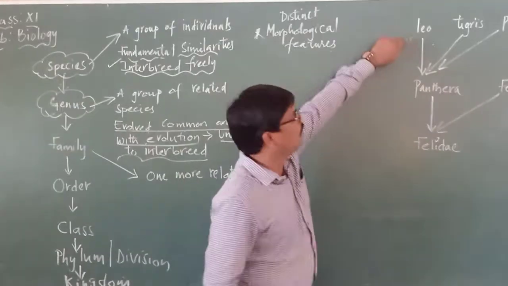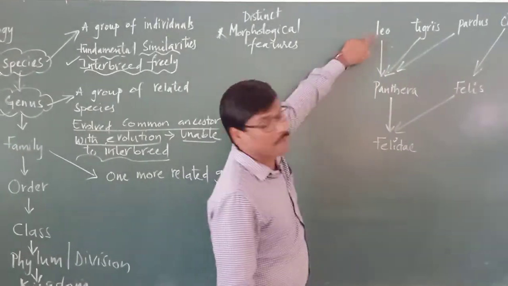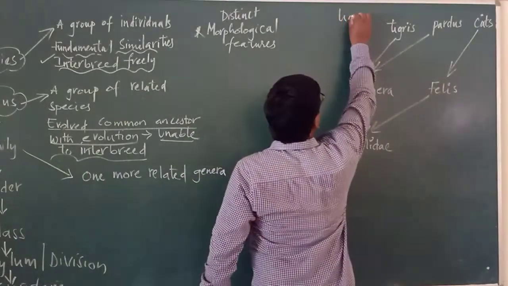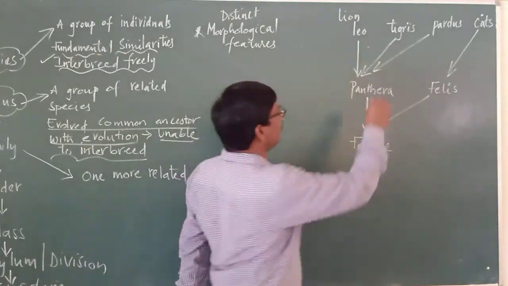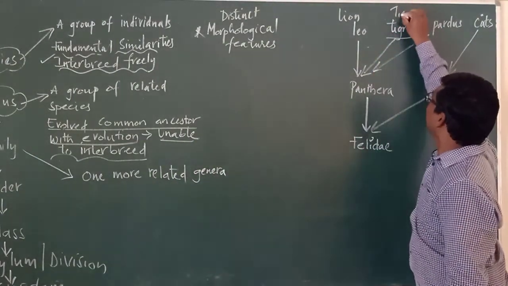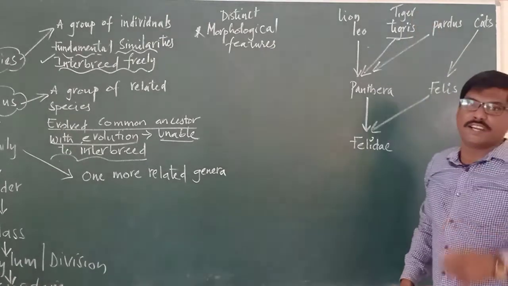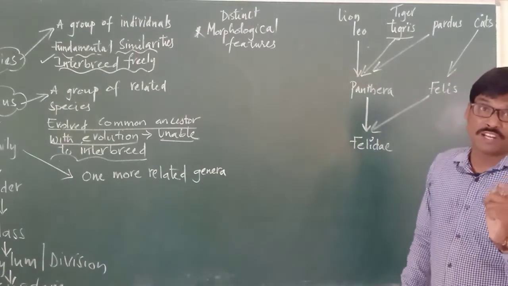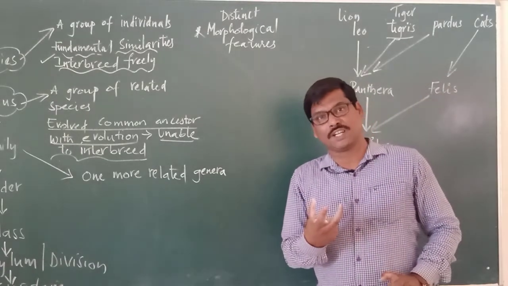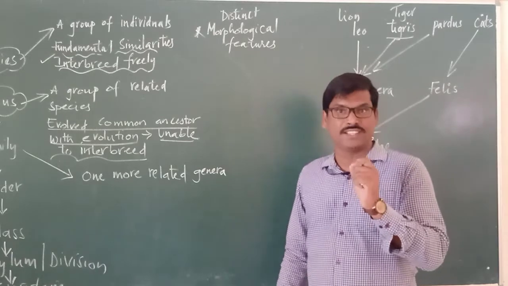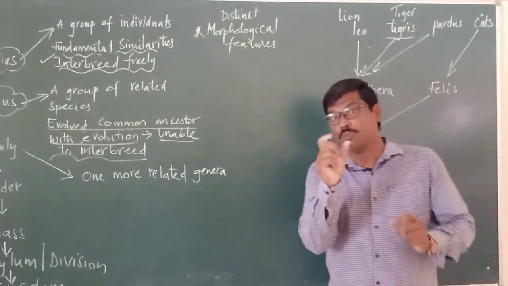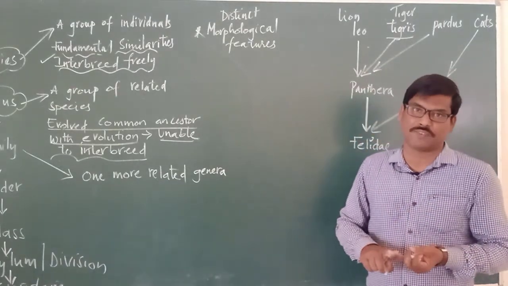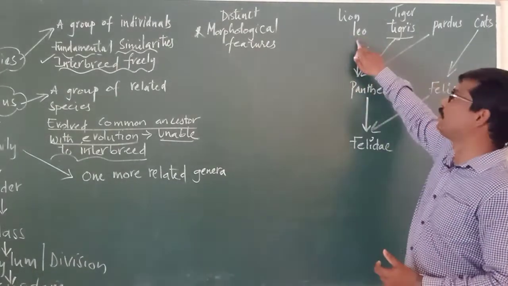So with this we can clearly see here, Leo is the specific epithet, the species name. Leo means what? We call it the lion. Tigris is another species, the name given for tiger. We already studied in the previous videos about binomial nomenclature, which was proposed by Carolus Linnaeus. He said that each species will have two names: one is the genus and the other is the specific epithet. So we are talking about the specific epithet here.